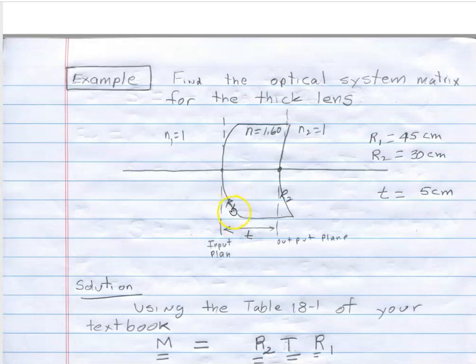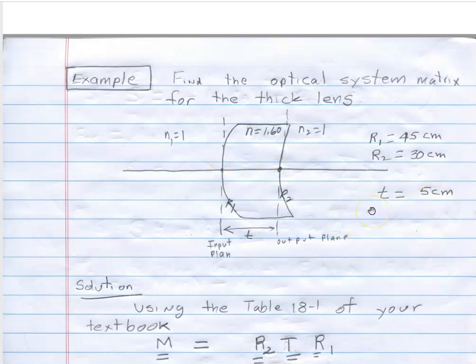R1 in our system is convex, so that's a positive value R. R2 is also convex. R1 has a magnitude radius of 45 centimeters and R2 30 centimeters. And the thickness of the lens, at the vertex, is 5 centimeters.